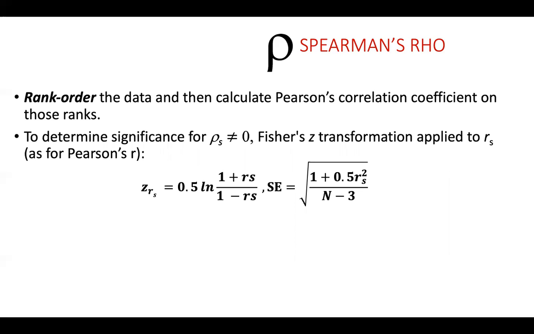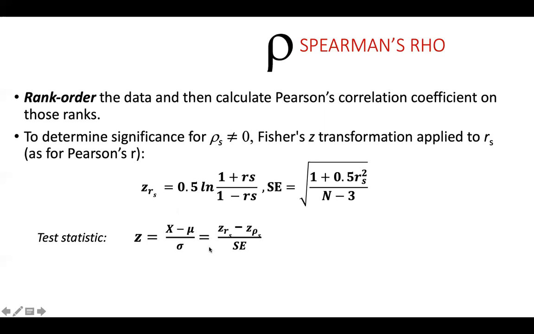Again, the only difference is that we are working with the ranks here, and not with the original raw data, the raw values. This is the formula for transforming the scores. RS here denotes the Spearman correlation coefficient, that is our statistic, the correlation coefficient that we calculate from our sample. We plug that into this formula, and then we get this transformed value. And this is the standard error of the sampling distribution for this statistic.